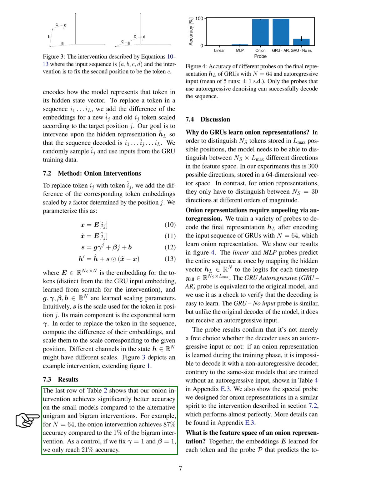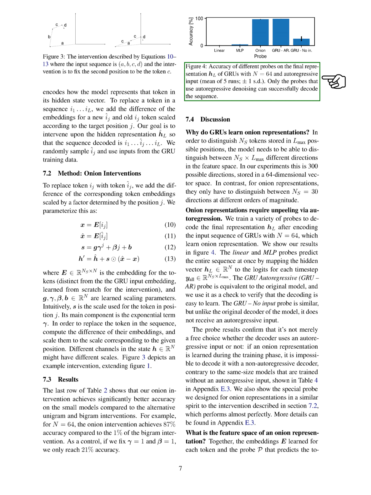We explore why GRUs learn onion representations. To differentiate a set number of tokens across possible positions, the model must recognize numerous directions in the feature space. In our experiments, we found 300 directions in a 64-dimensional space, while onion representations only need to distinguish between 30 directions. We also train various probes to decode the final representation after processing the input sequence with GRUs.